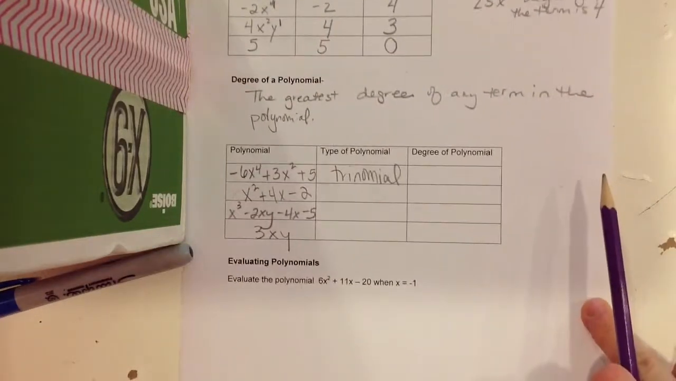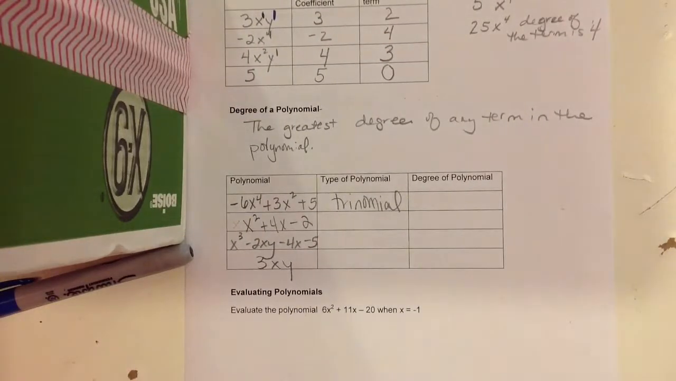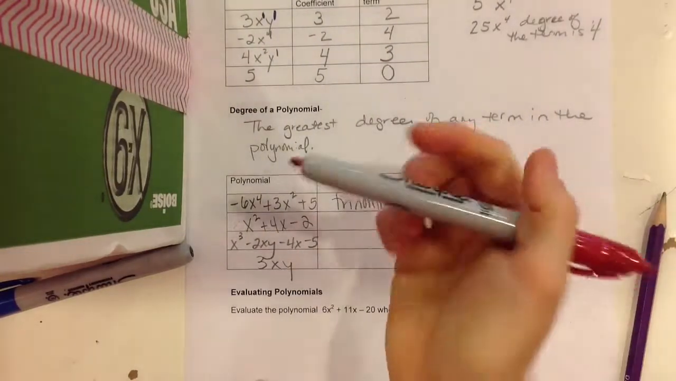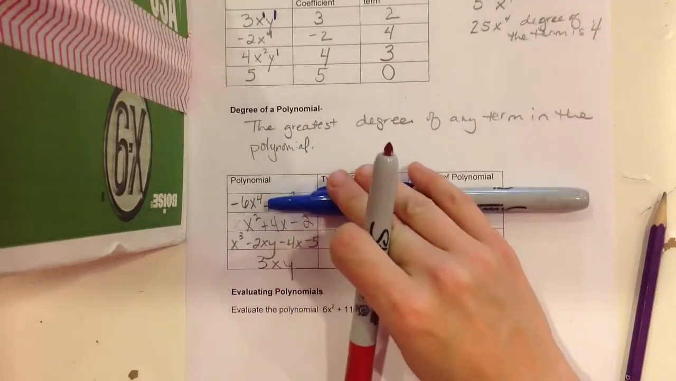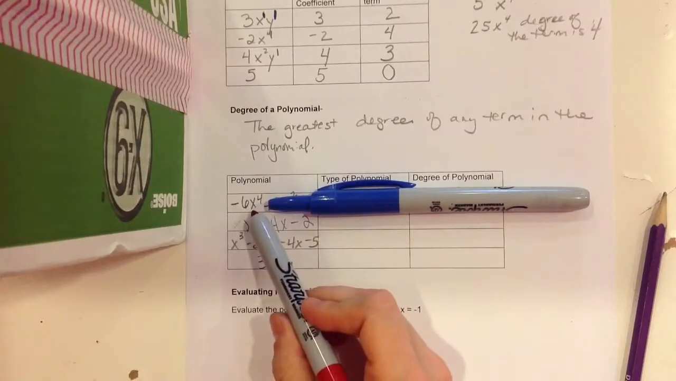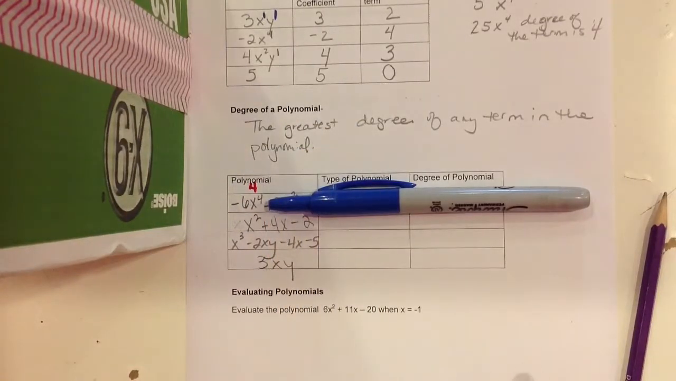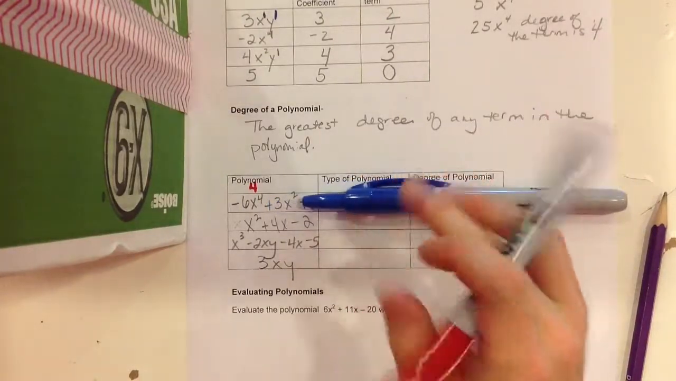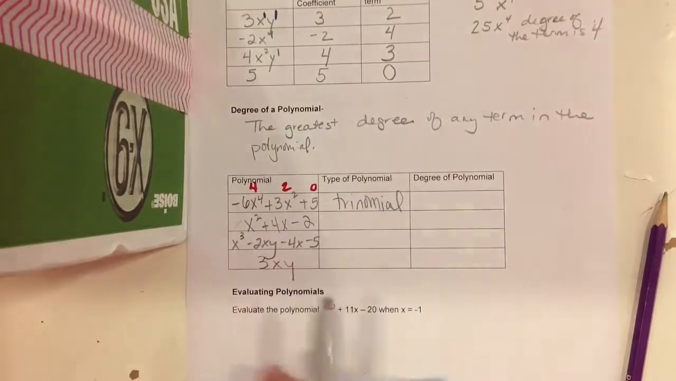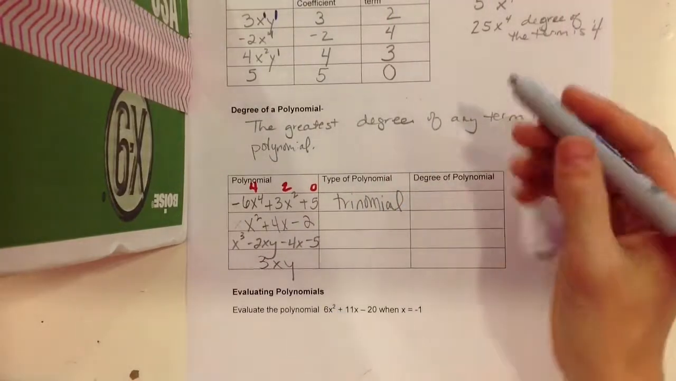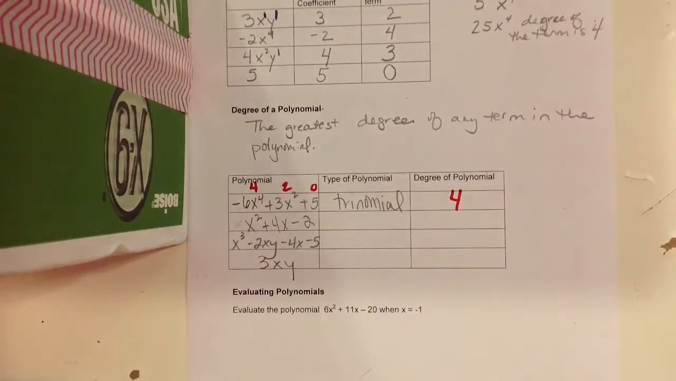Now I'm going to slide this up so you can see the problems a little better. What I'm going to do in red is write the degree of each term. So I want you to look at each term individually. The degree of this first term is 4. The only exponent they have is 4, so the degree is 4. The second exponent is 2. The last exponent is 0. So the greatest degree of all the terms is 4. So that's going to be the degree of the polynomial, 4.